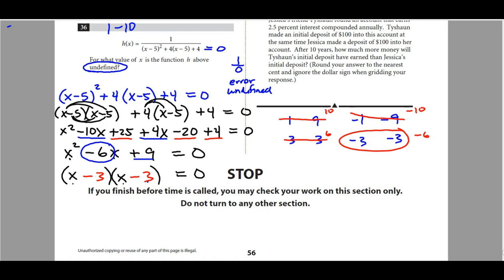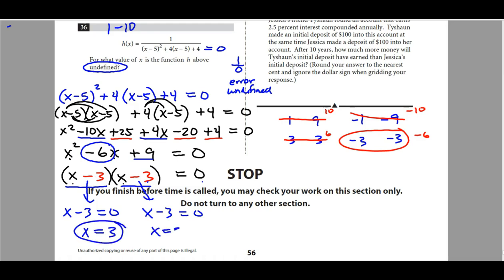And now I'm going to use what's called the zero product property. If u times v equals 0, either this expression equals 0 or this expression equals 0. And these are pretty easy to solve. I just add 3 to both sides. And in this case, we get the same answer either way. So the correct answer for this problem is x equals 3.